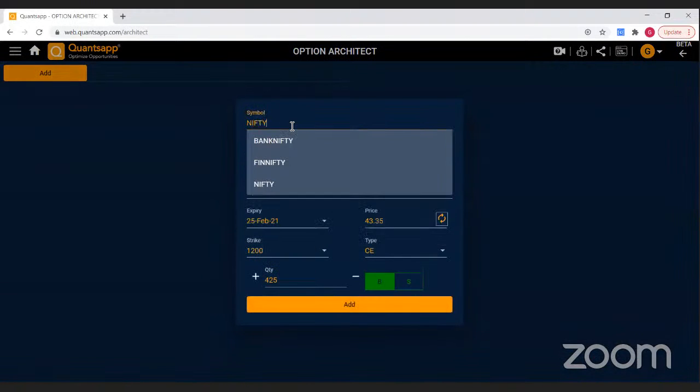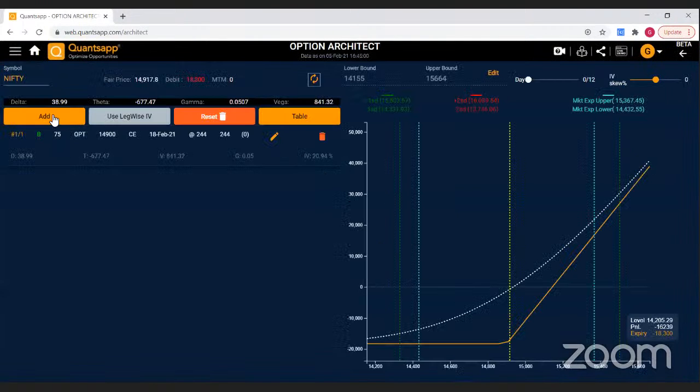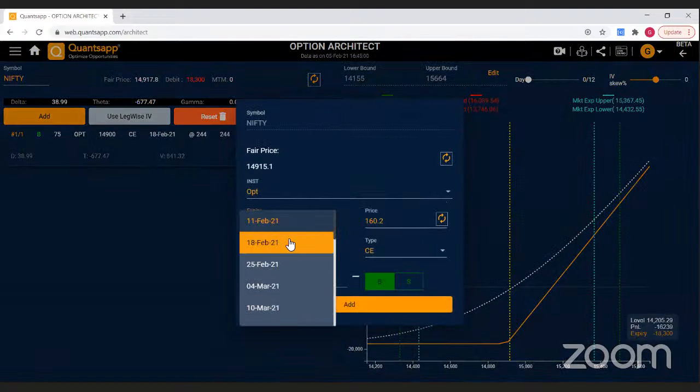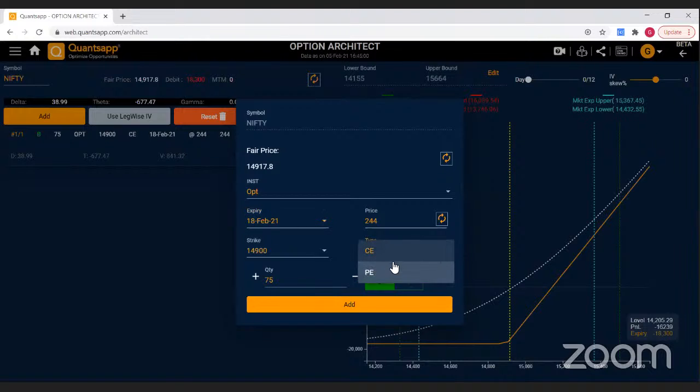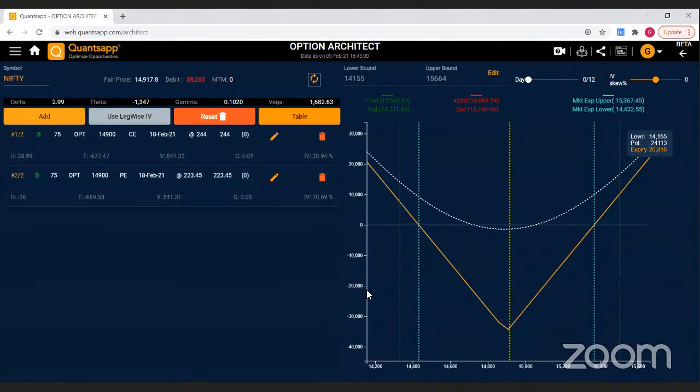Okay, Nifty 18th of Feb. Right. We also added one more leg for the 18th of Feb. Option type is put, buy. So now what we are doing here is just making a strategy.